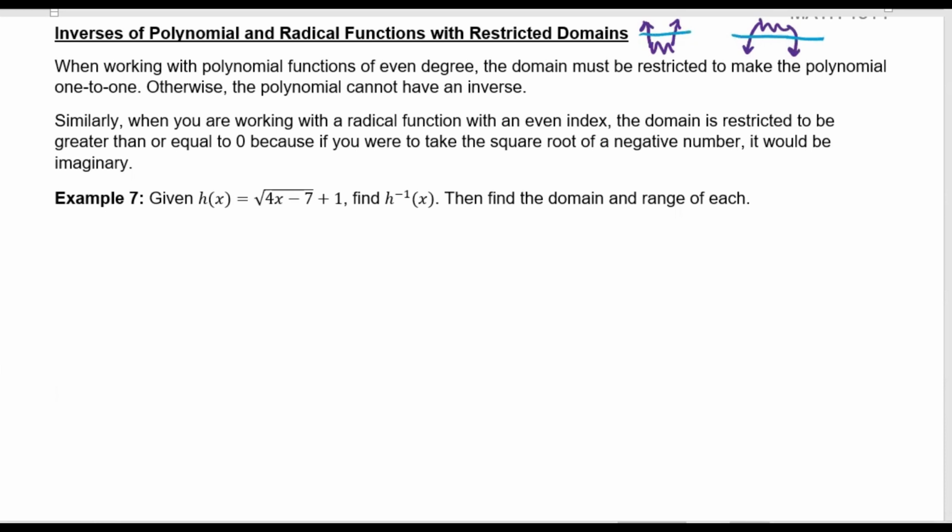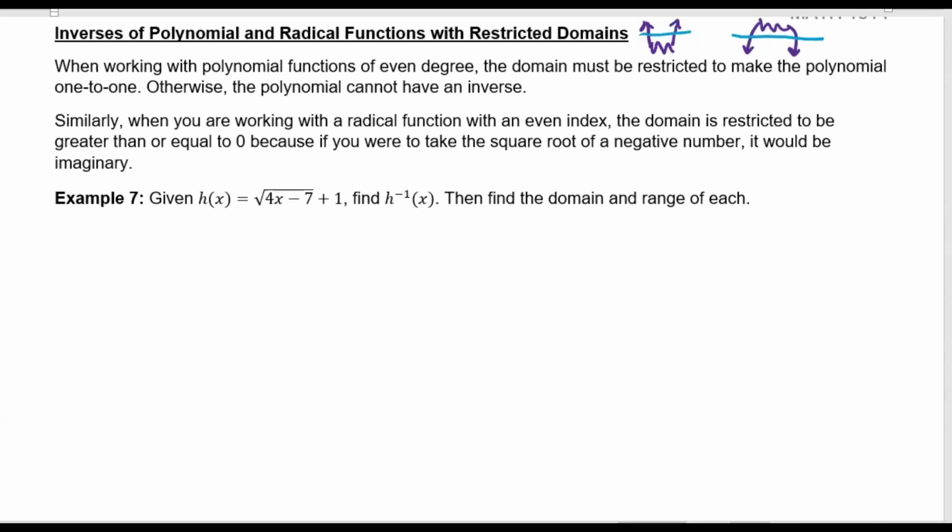And then when we're working with a radical, the domain is restricted because we're not going to deal with the graphing of imaginaries. If you want to do that, take complex mathematics. It's awesome. I love it. Great field to study, but that's a tangent. Back to what we're doing.